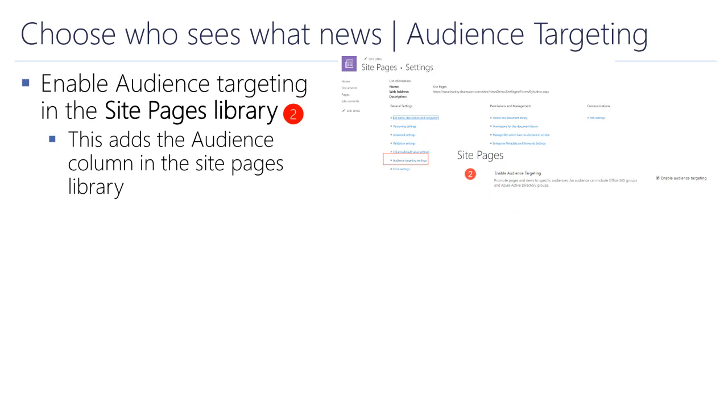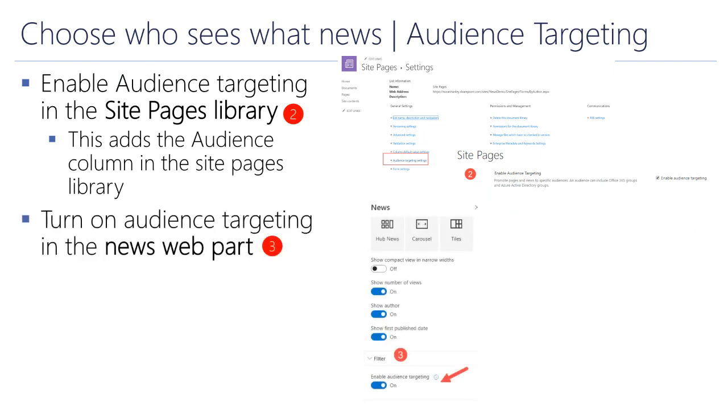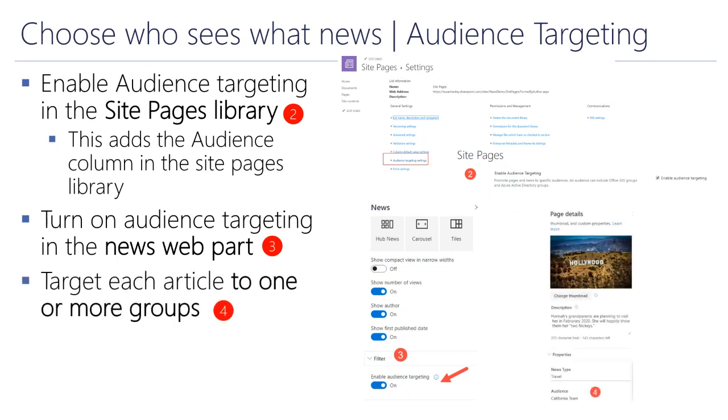So I'm going to demo some of this, but this prep part I forgot to put in my demo. So just understand that before you can target anything, any page, you have to enable audience targeting in the Site Pages library. Step 3 is you have to have a web part that respects targeting. And there's a couple, so not just news, but also highlighted content. And then you're going to turn on audience targeting on that little switch, enable audience targeting in the news web part. And then of course, the last part is to create pages and target those pages.